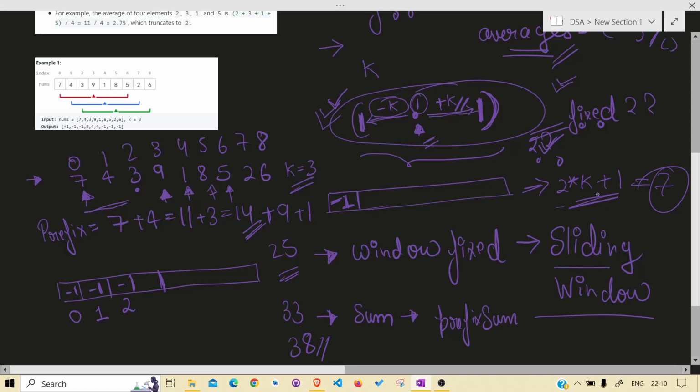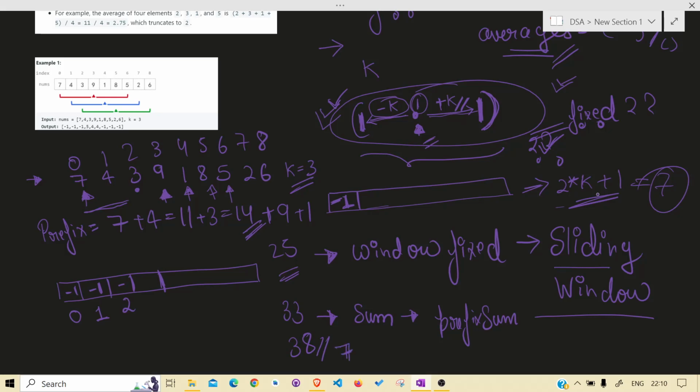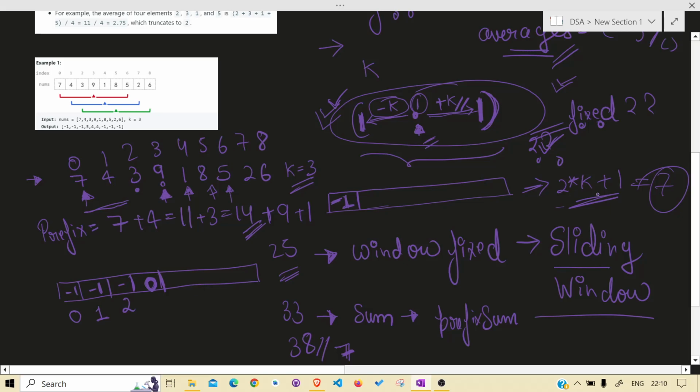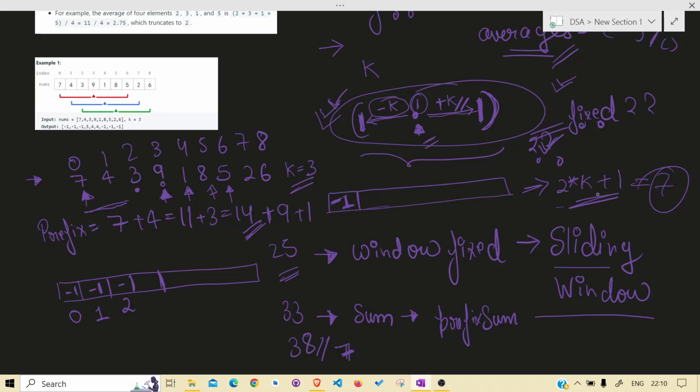38, divided by 7. But you were asking about this last index, how will we manage it? You can manage it because at 6 minus k, where will you reach? 3. It's simple, I guess. At 6 minus k, you will reach 3. 7 elements are there.